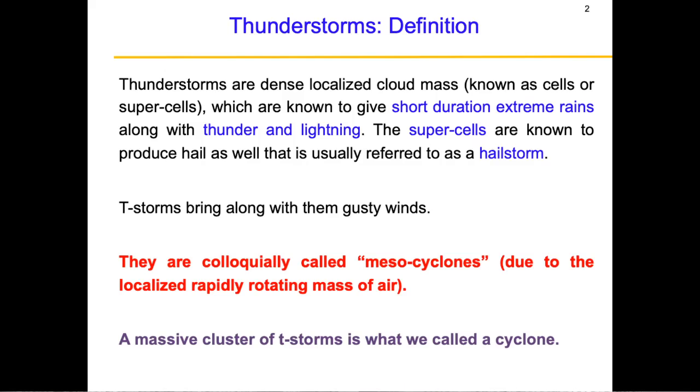The only difference is that the Coriolis force doesn't come into the picture for these mesocyclones, and secondly, their movement is not as complicated as the cyclone, where cyclones move along a ridge, whereas these mesocyclones have a very different kind of movement, which I'll talk about later. Okay. So the only reason they are called mesocyclones is because of the rapidly rotating mass of air parcel.